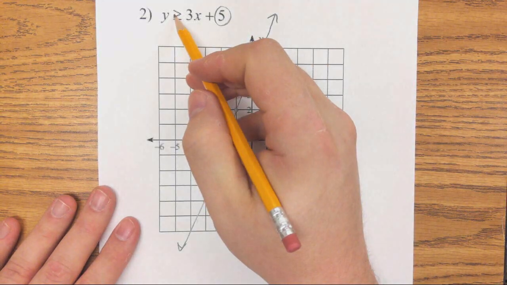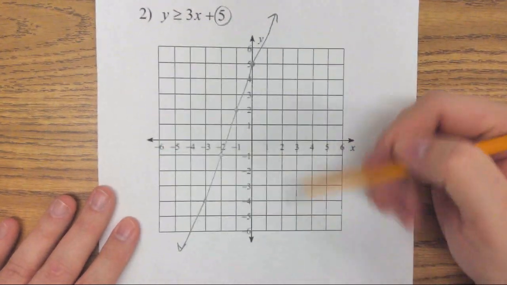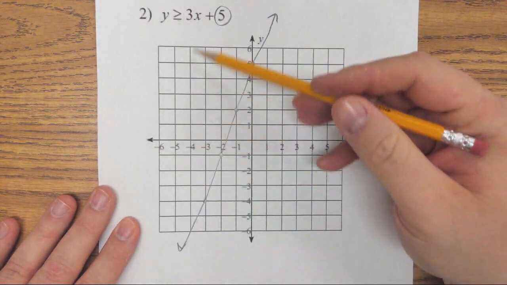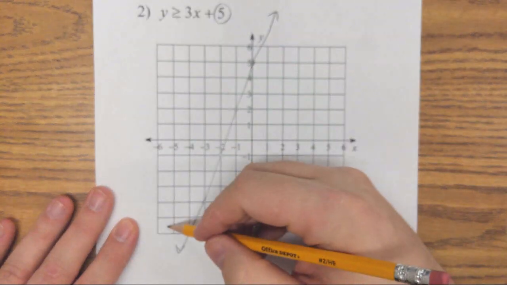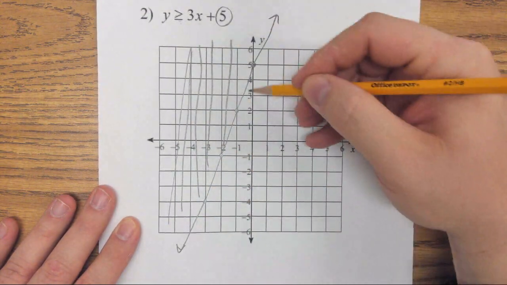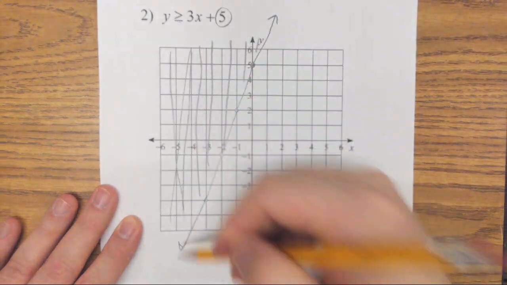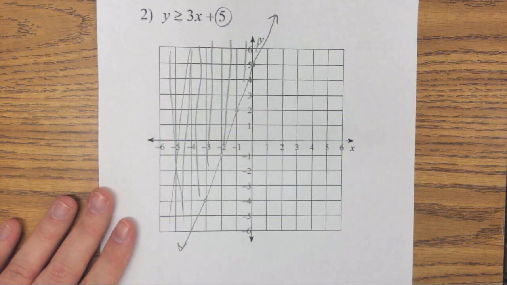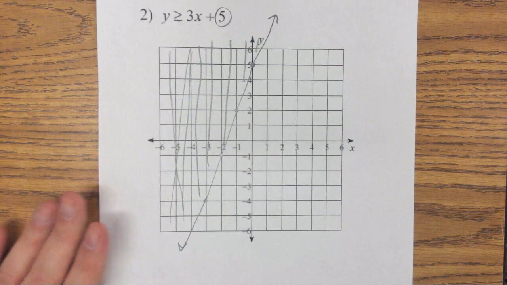Now this is greater than, and the last one it was less than, we were shading below. This greater than means all the y values above this line, so we're shading above. That's really all there is to it.